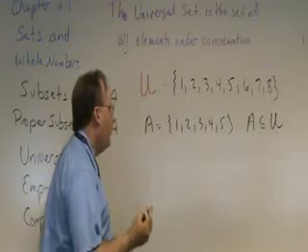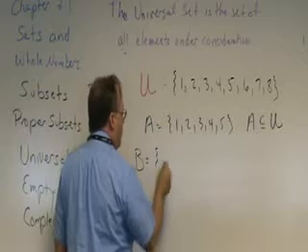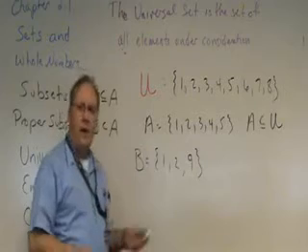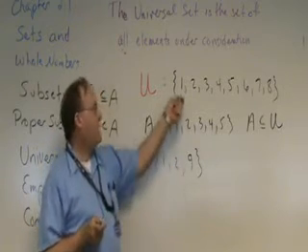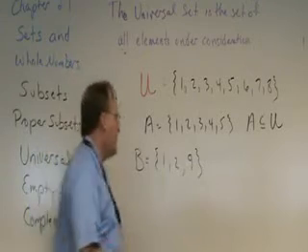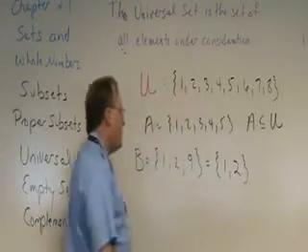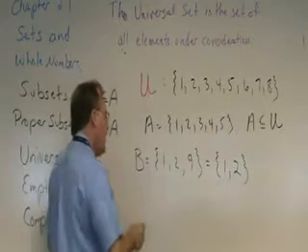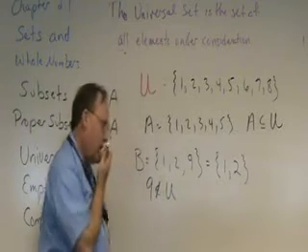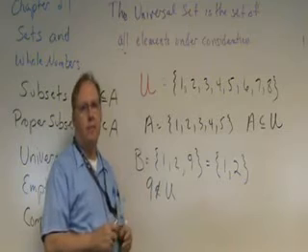And, but what if I had something like this? What if I had set B as being 1, 2, and 9? Well, actually, because 9 is not in the universal set, okay, then something happens. B is just simply the set 1 and 2. Why? 9 is not an element of the universal set. What that means is that 9 does not exist as an element.